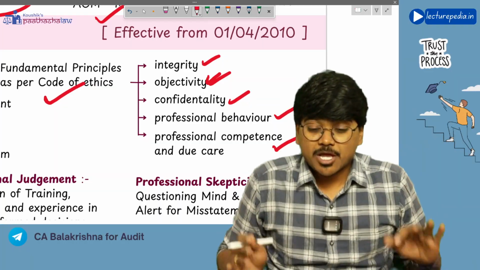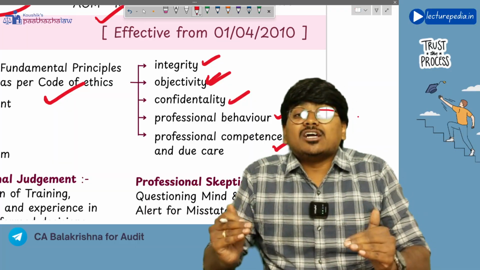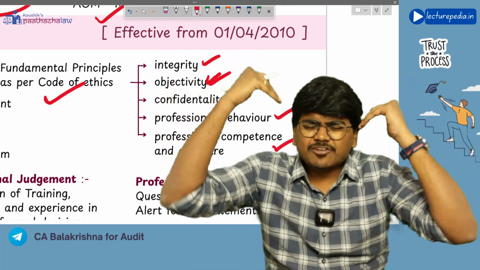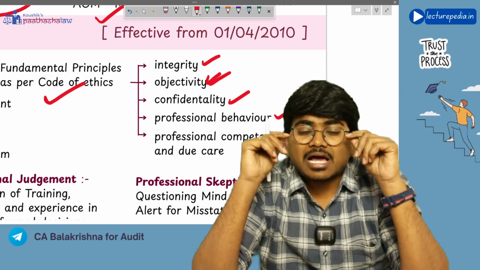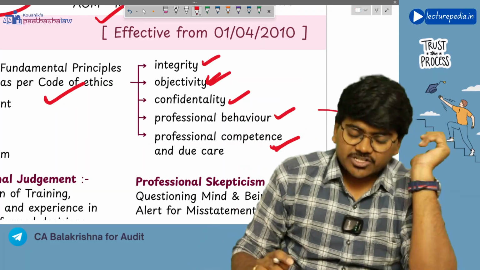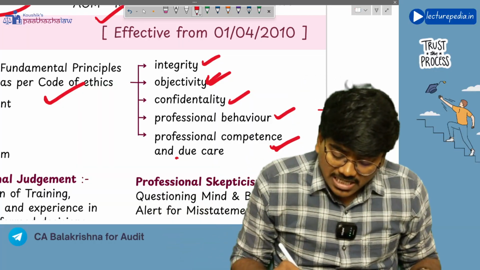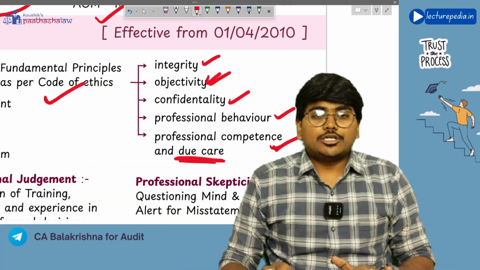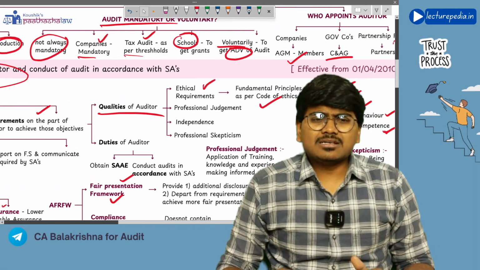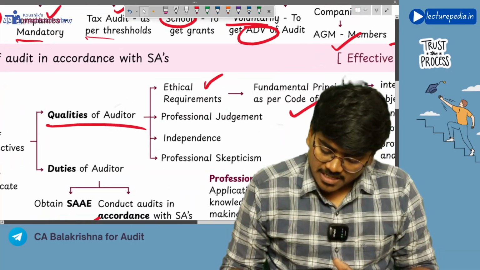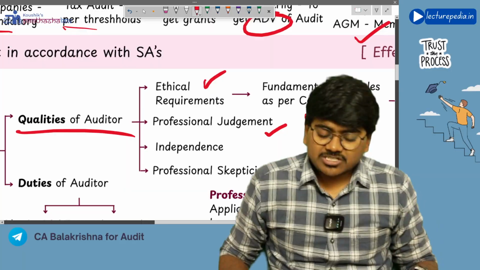Professional competence means whatever work you accept from your client, you should have the knowledge to do that work. Only if you have knowledge to do the work, you should accept that work. Otherwise, you should not accept that work. That is known as professional competence. And while executing the work, you should take utmost care. That is due care. Got it? So those are the ethical requirements, 5 fundamental principles.